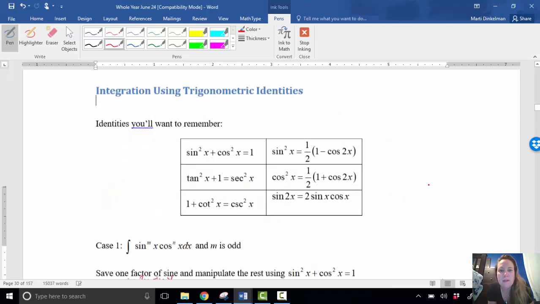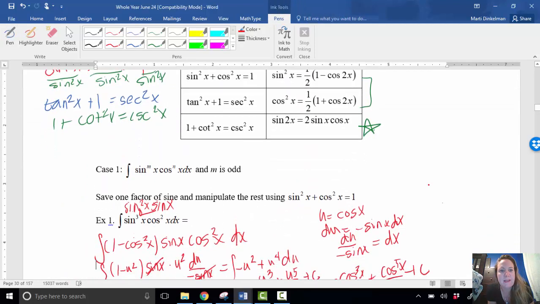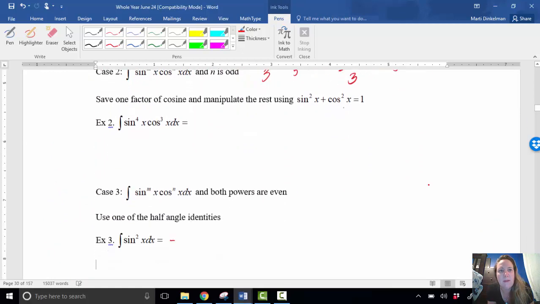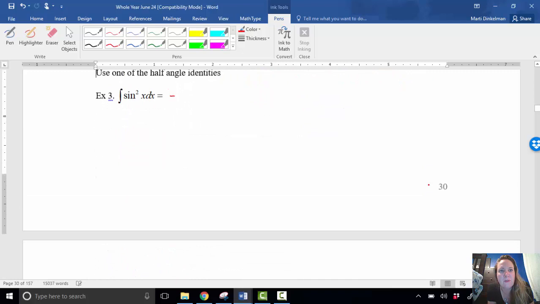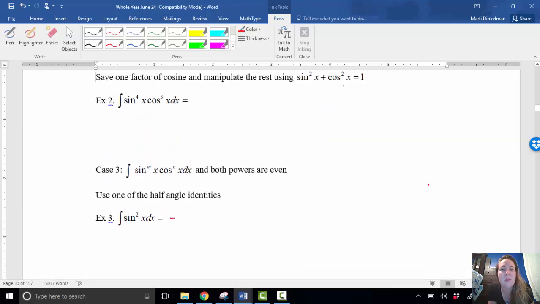Okay, so now the next case is just kind of the reverse of that. If you feel like you got that under control, feel free to just go ahead and fast forward, but I'm going to go ahead and go through it in case you want to practice a little bit. So this time, because the cosine is odd, we're going to leave one little piece of cosine off because that's going to become our du eventually.